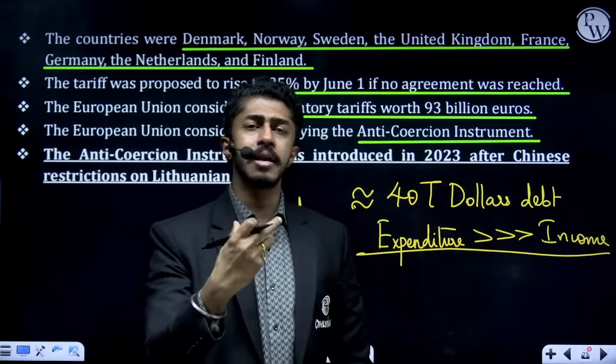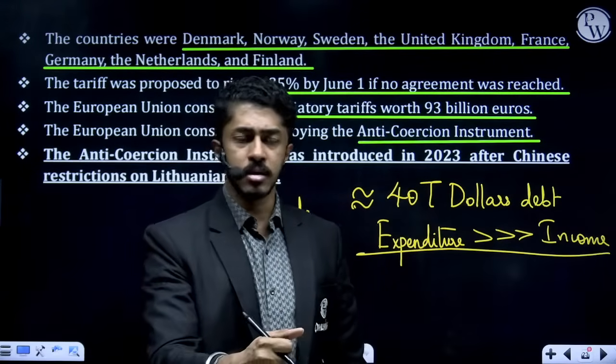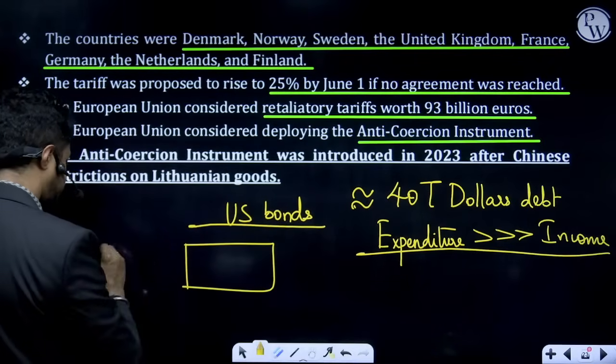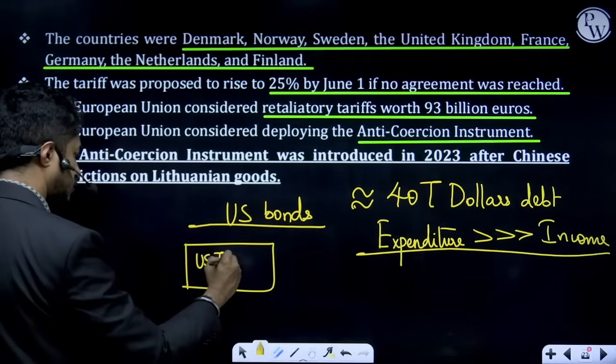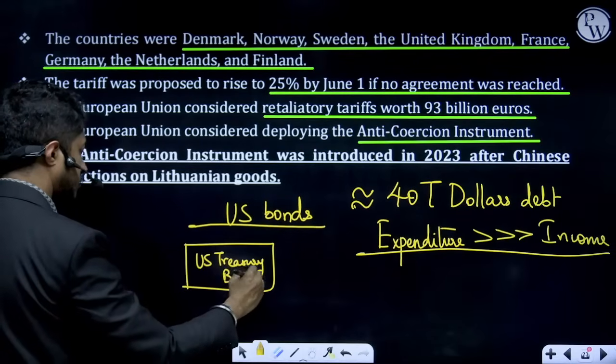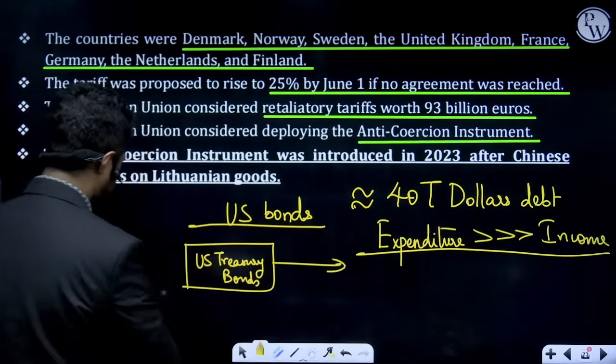So how have they been able to manage the economy then? They keep issuing US bonds. This is sold.